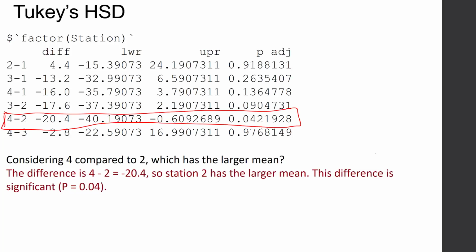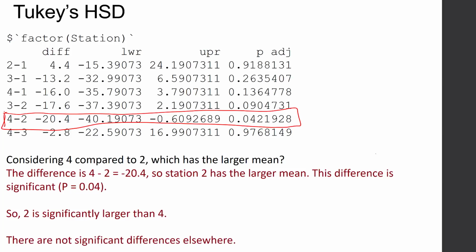That means that station 2 has the larger mean number packed. This difference is significant because the p-value is 0.04. So 2 is significantly larger than 4. The average number of cartons packed is significantly larger for station 2 than it is for 4. And there are not any significant differences elsewhere. All the other p-values are above 0.05 for all the other comparisons.